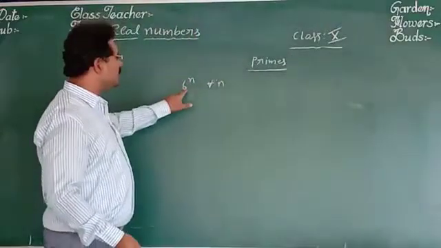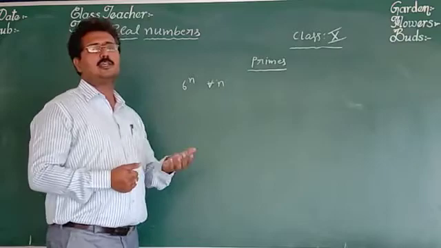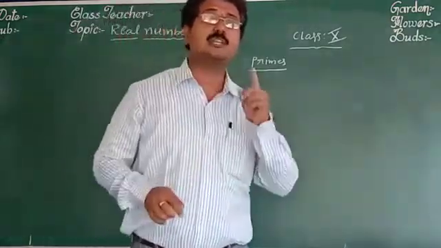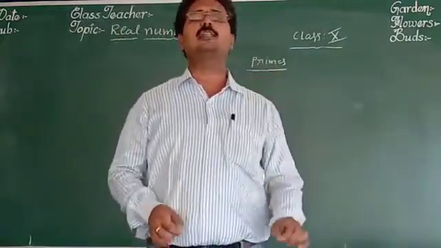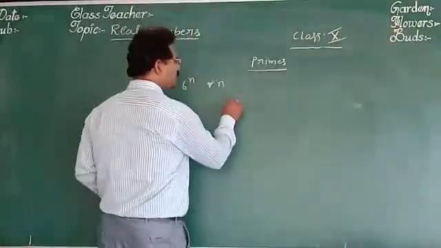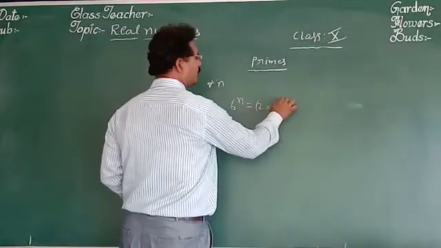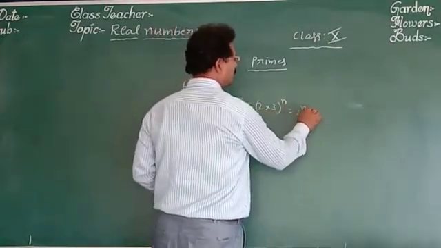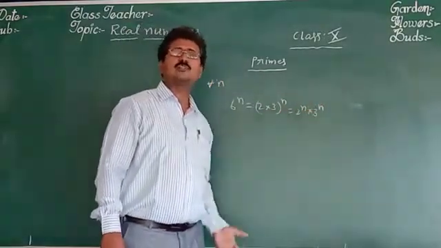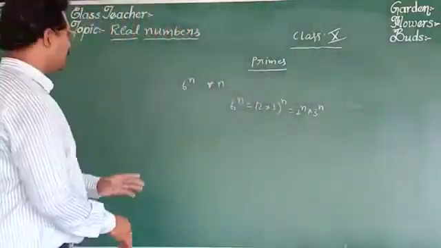So for example, 6 to the power n can be written in terms of its prime factors. In those prime factors, 5 compulsorily has to be there, then only 6 to the power n can end with 0. But 6 to the power n is equal to (2 into 3) whole power n, which can be written as 2 power n into 3 power n. There is no 5 in the factors, so 6 to the power n cannot end with 0 for any natural number n.